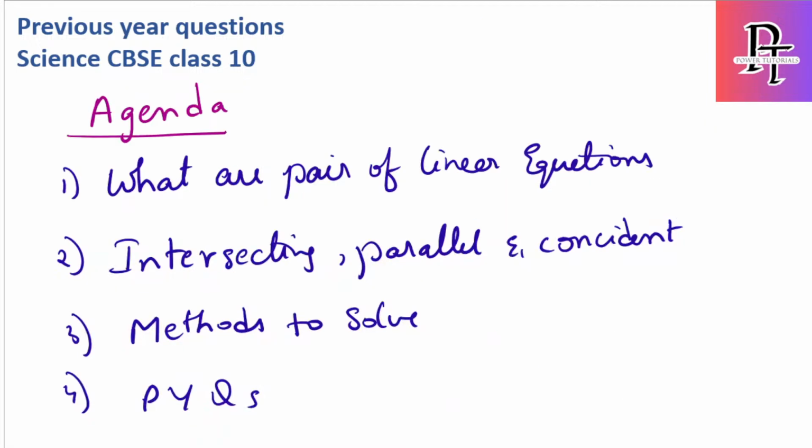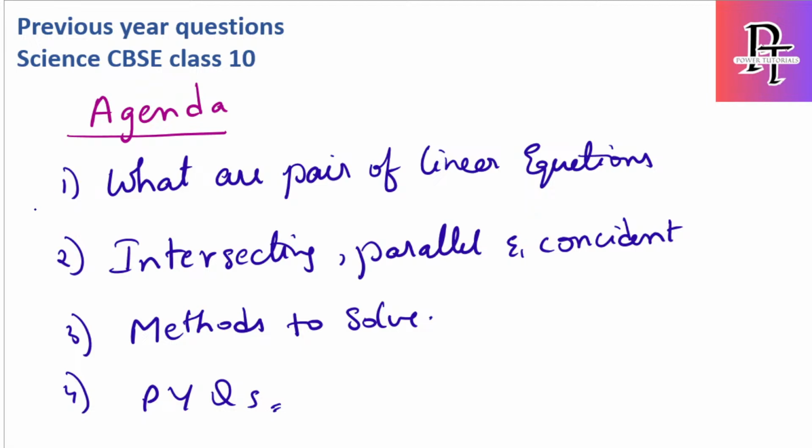So the agenda for today is: what are pair of linear equations, and what are intersecting, parallel and coincident lines. We're going to cover the 3 methods to solve: graphical, elimination and substitution methods. Then we'll also cover a few previous year questions: MCQs of 1 mark, then 2 marks, 1 or 2 for 3 marks, and 5 marks questions. These questions I got from the previous year paper, which is the 2024 question paper.